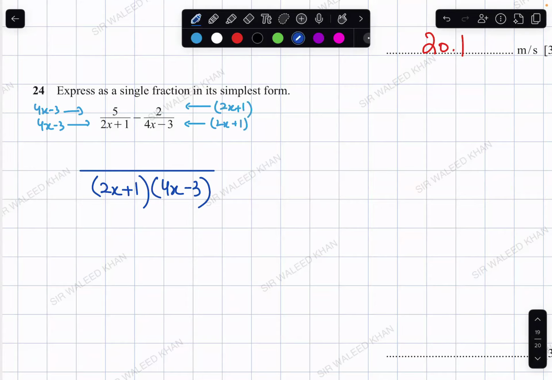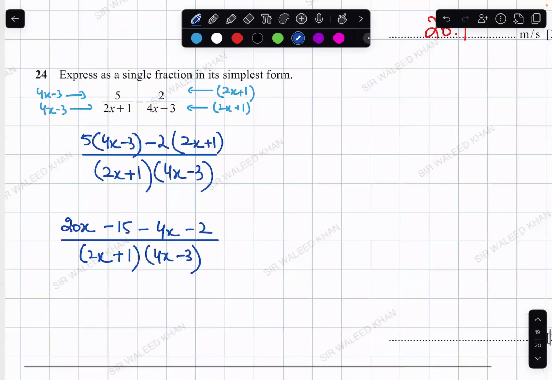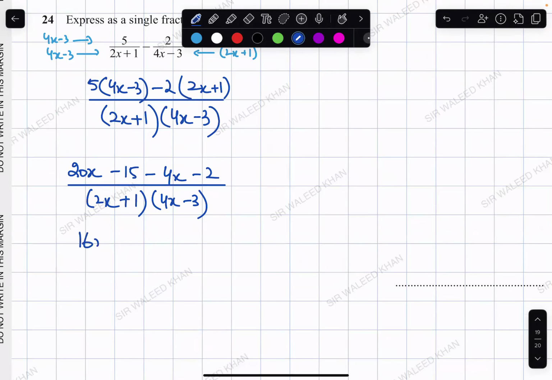So this becomes 5 times 4x minus 3 minus 2 times 2x plus 1. So this should be 20x minus 15 minus 4x minus 2 divided by 2x plus 1, 4x minus 3. Now, in its simplest form, you can leave the denominator factorized, or expand it. That's your choice. So we have 16x minus 17 over 2x plus 1, 4x minus 3. That's your answer.